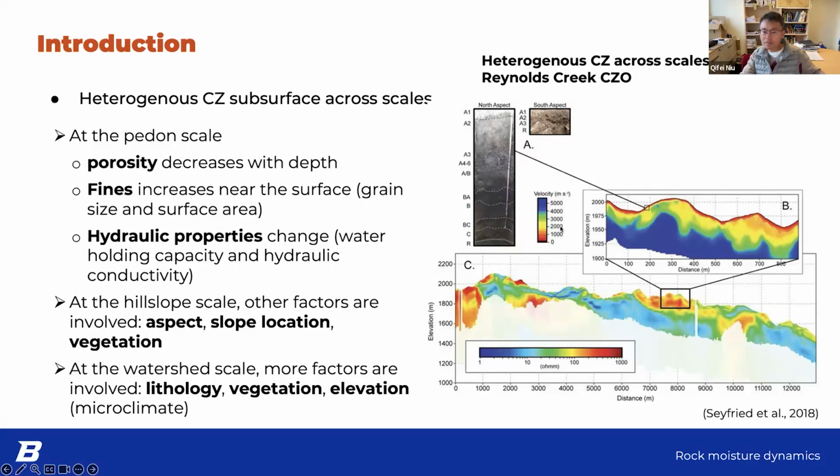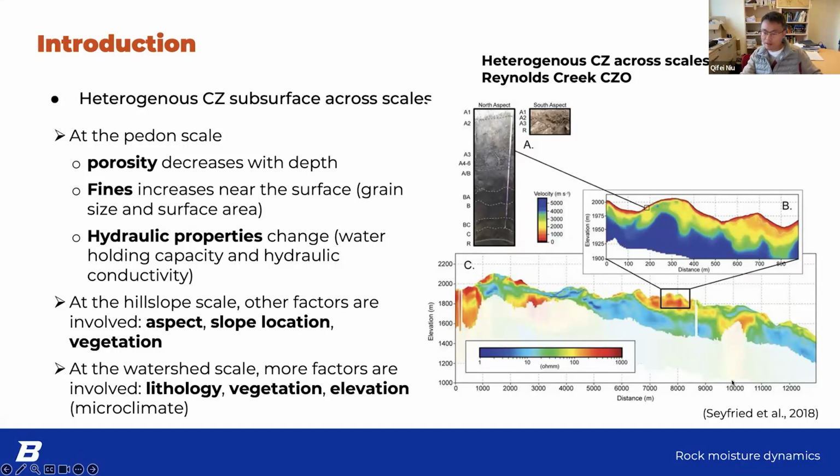The fresh bedrock velocity is roughly 5,000 in this case, and somewhere in between you have fractured bedrock, whose velocity is roughly between 1,000 and 5,000 in this case. Yeah. This is the slope scale, and then there are several slopes, right?